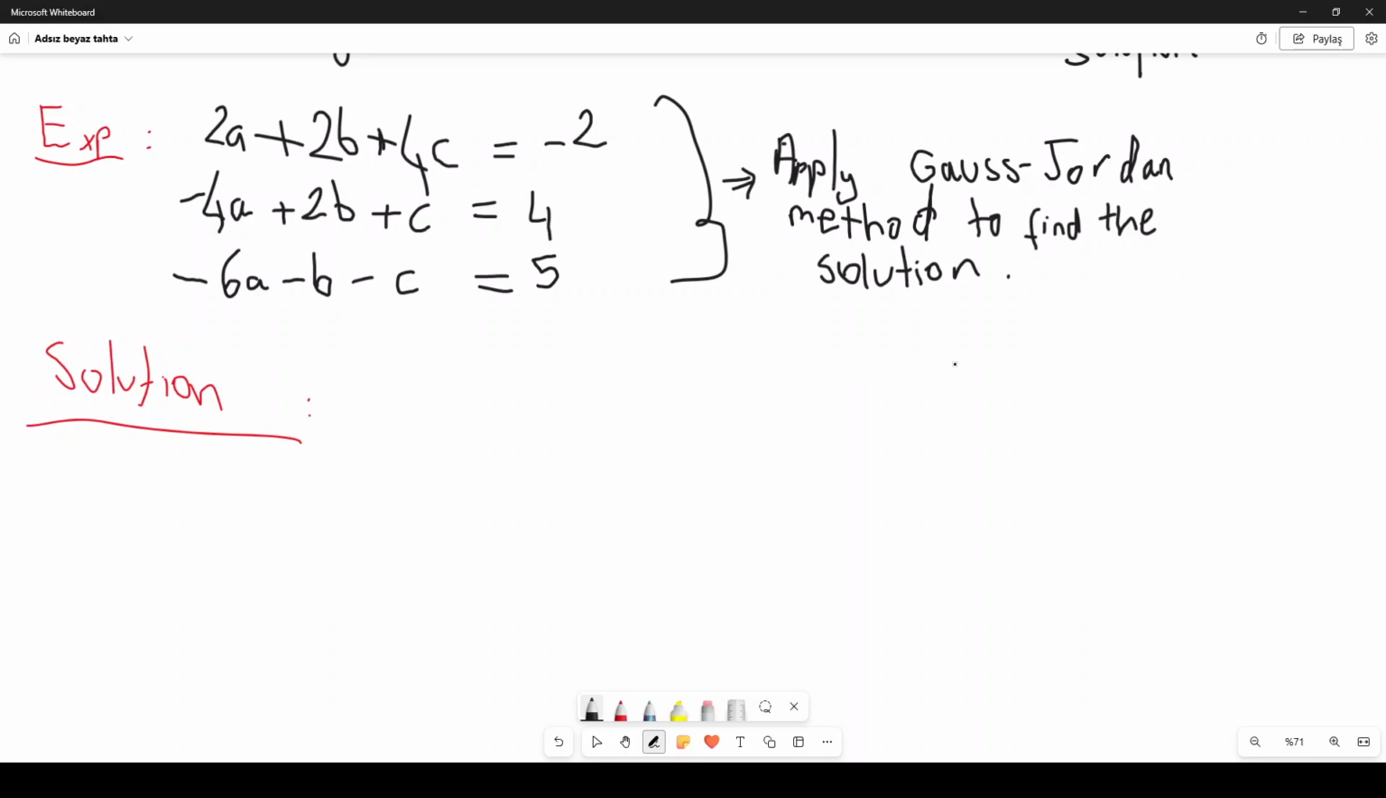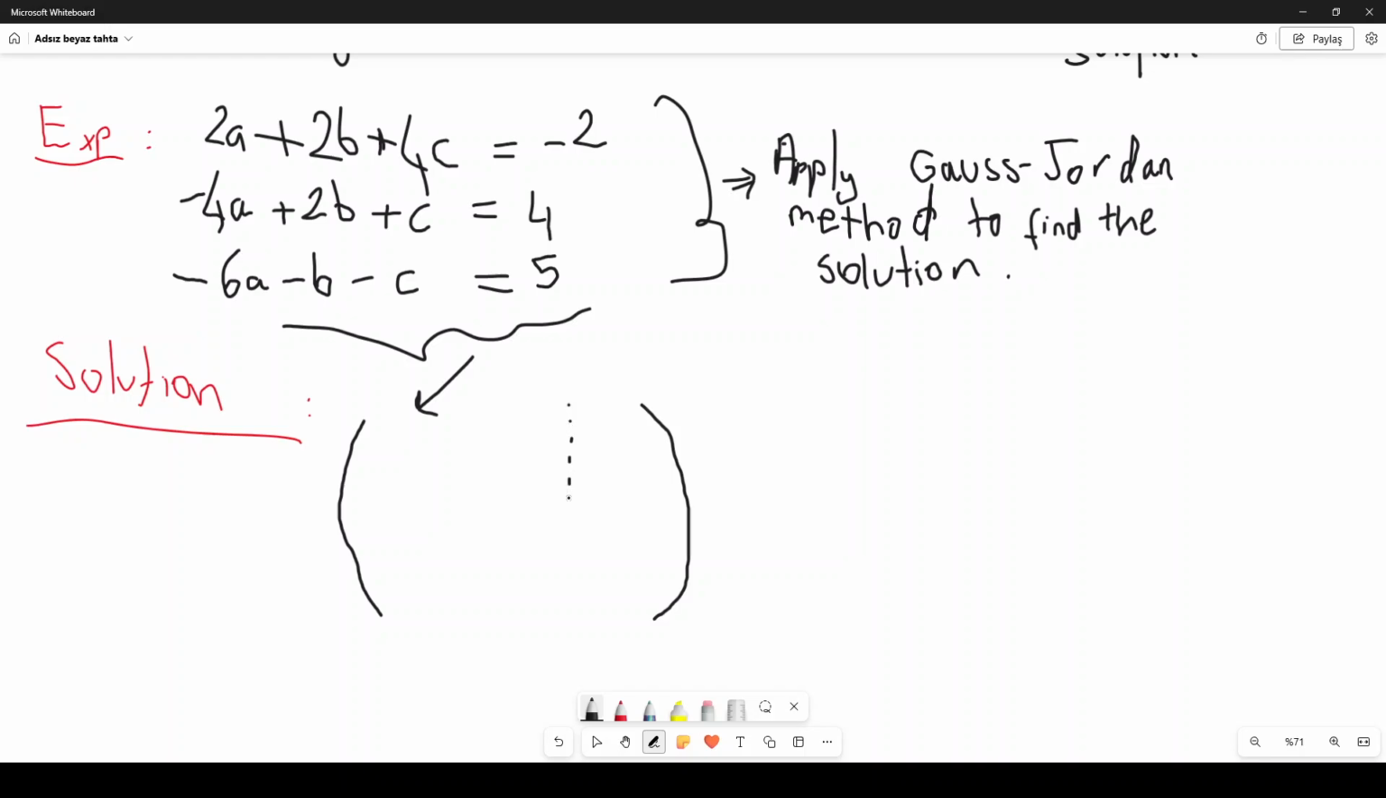Alright then, now we are ready to apply the Gauss-Jordan method to find the solution. How do we need to start? Well, our starting point is that we need to first convert this system into a matrix form known as the augmented matrix, right? This is the first step we need to take before even beginning to apply the Gauss-Jordan method or any other elimination method, like the Gaussian elimination method we learned in the previous lecture. So how do we do that?